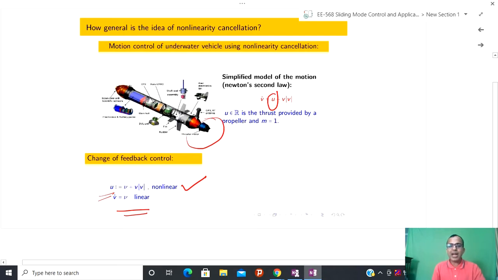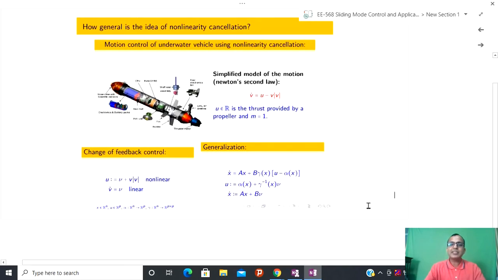So in this way, after applying this kind of control, now the task is very easy. You can apply any linear control system. And what we have to see is whether this idea is general or not. So suppose you consider this kind of linear system.